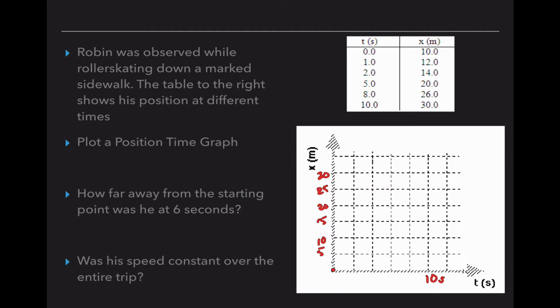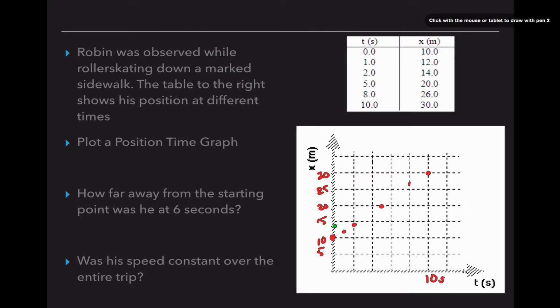Okay, so at time is 0, we are at 10 meters. So time is 0, 10 meters. Time is 1 second, is at the halfway point, we're at 12 meters. Time is 2 seconds, is at this first line, we are at 14 meters. Now time is 5 seconds, we counted by 2, so 2, 4, 5 is about halfway through here. We're going to be all the way up at 20 meters. Time is at 8 seconds, 2, 4, 6, 8, we are at 26 meters. And time is at 10 seconds, we are at 30 meters.